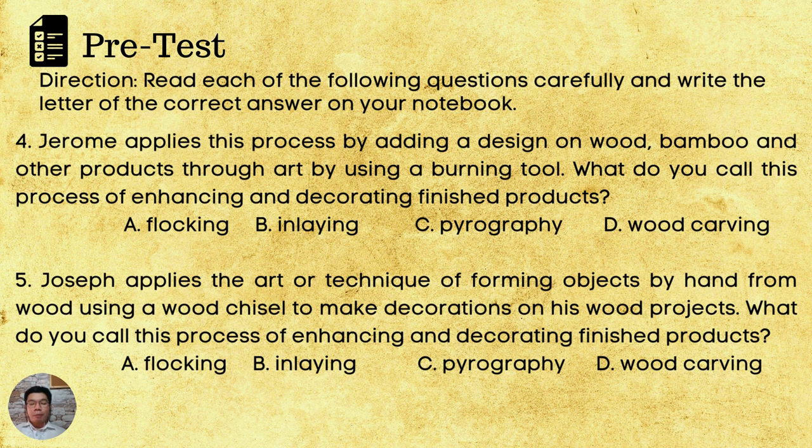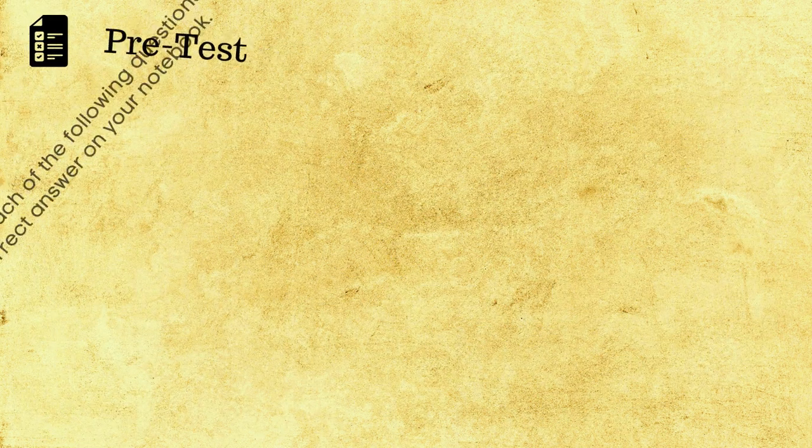5. Joseph applies the art or technique of forming objects by hand from wood using a wood chisel to make decorations on his wood projects. What do you call this process of enhancing and decorating finished products? A. Flocking. B. Inlaying. C. Pyrography. D. Wood carving. Next slide.